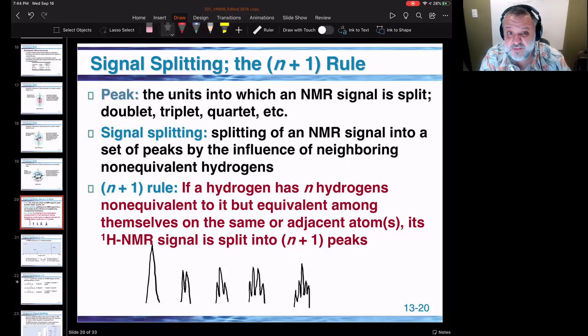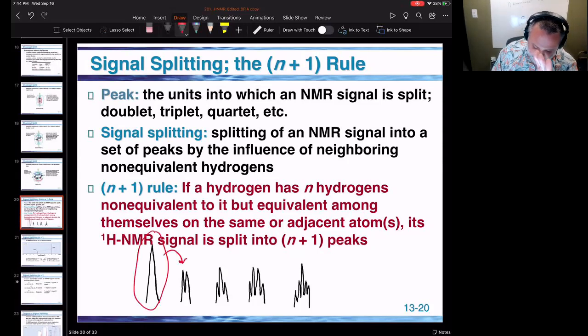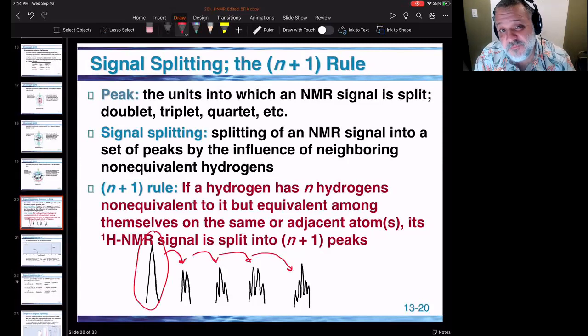Whew, the splitting is the hard part. What does splitting mean? An NMR signal is coupled to hydrogens on adjacent carbons in a way that it causes the ideal signal of one single peak to split into a different pattern based on the number of hydrogens on that adjacent carbon. And the rule is the N+1 rule. And so let's take a look, right?